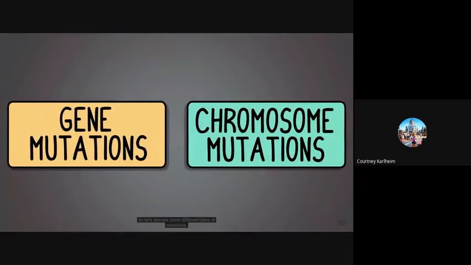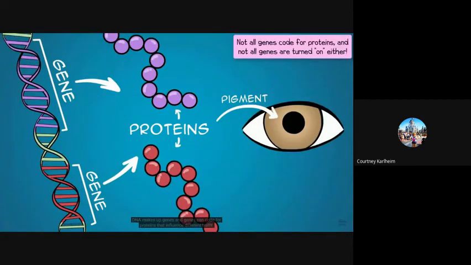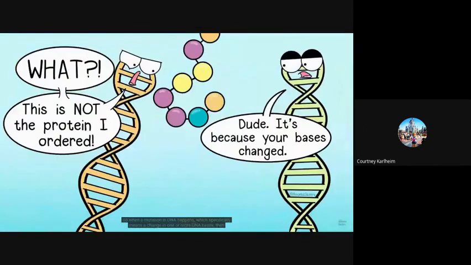So let's discuss some different types of mutations. We'll start with gene mutations. DNA makes up genes, and genes can code for proteins that influence different traits. So when a mutation in DNA happens, which specifically means a change in one or more DNA bases, then different proteins can be produced, which can affect an organism's traits.